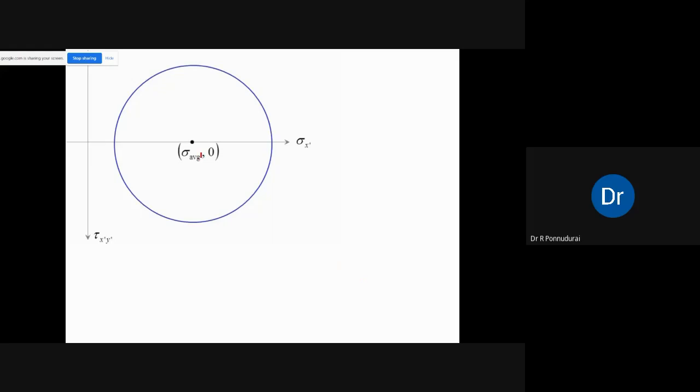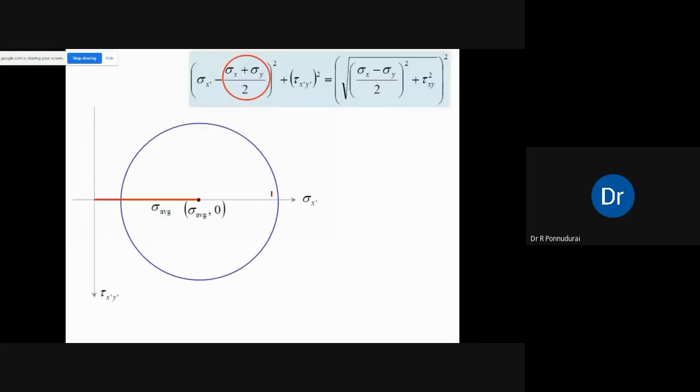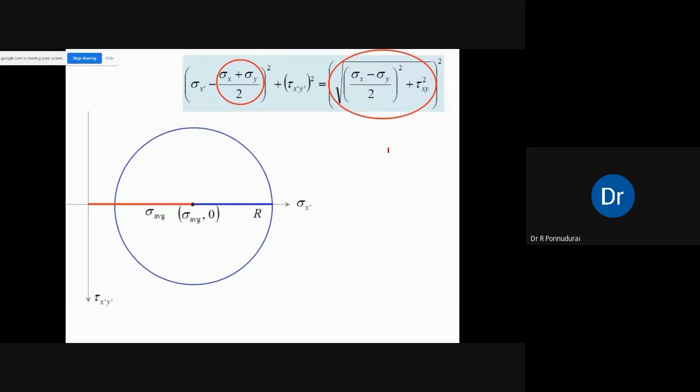So we can calculate the center point. Center point is equal to sigma average comma 0. Now we require the radius r to draw the circle. So r is also known to you. This is the r value. So sigma average comma 0 is used to fix the center point of the circle, and the radius is used to draw the circle.